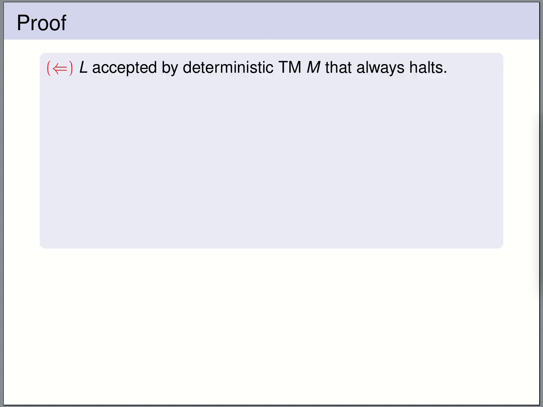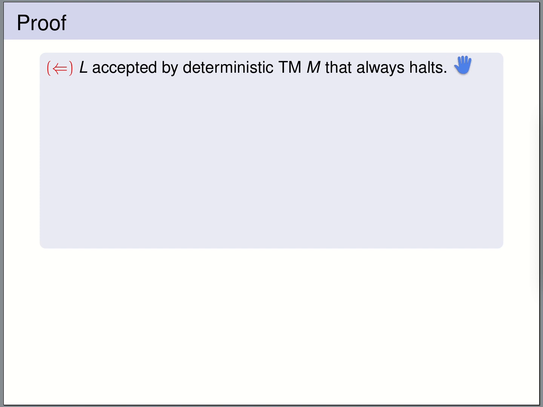So now we are going to prove the theorem on the last slide, stating that the class of recursive languages is precisely the class of languages accepted by Turing machines that reach a halting state for every input word. We start with the direction from right to left, so we are now given a Turing machine M that reaches a halting state for every input word. And this Turing machine M accepts the language L.